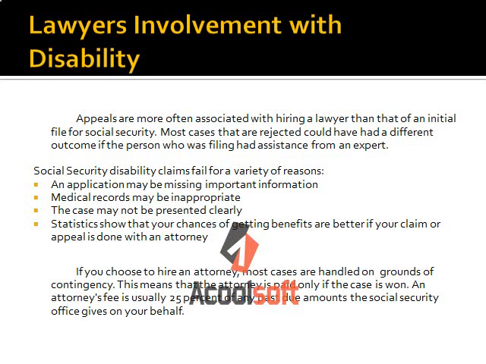Statistics show that your chances of getting benefits are better if your claim or appeal is done with an attorney. If you choose to hire an attorney, most cases are handled on grounds of contingency. This means that the attorney is paid only if the case is won. An attorney's fee is usually 25% of any past due amount the Social Security office gives on your behalf.